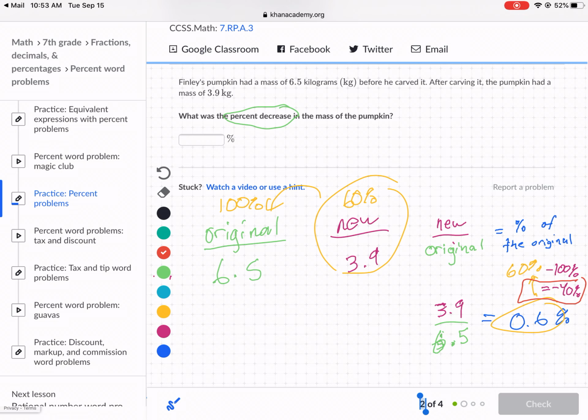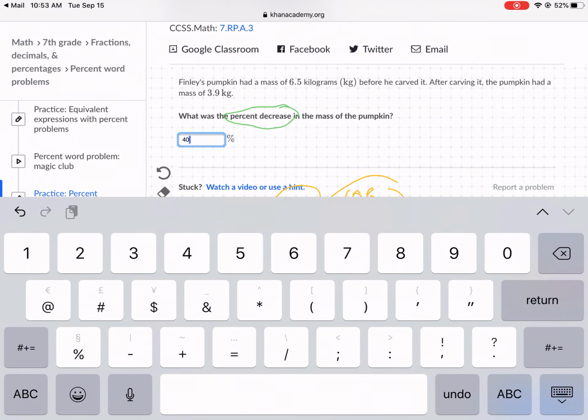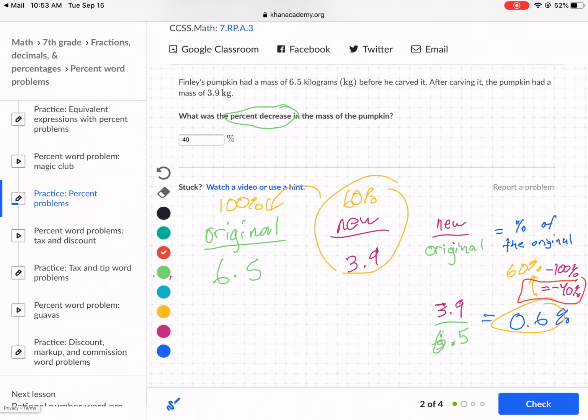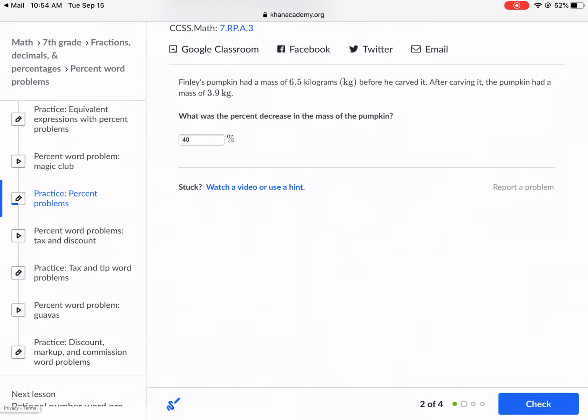Anytime you have a negative percent, that means it decreased. So here we have a 40% decrease. Again, the process is, first you find the percent of the original. In this case, we found it was 0.6, which is 60%. We take this 60% and subtract the original percent. The original is always 100% of itself. And we get negative. Because it's negative, it's a decrease. So we have a 40% decrease.